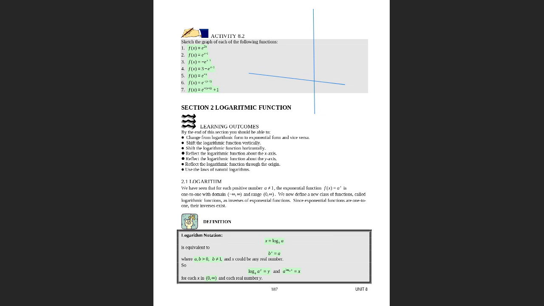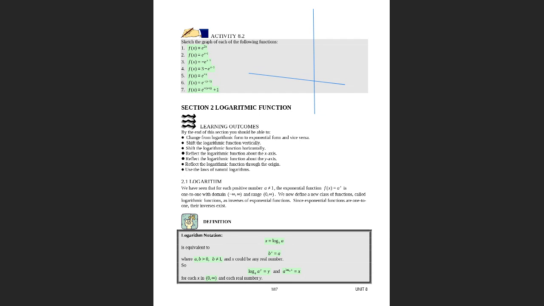And we know that your asymptote will still be y equals 0, and there will be no x-intercept. And your y-intercept is going to be 0 and 1. So the y-intercept is going to be 0 and 1.